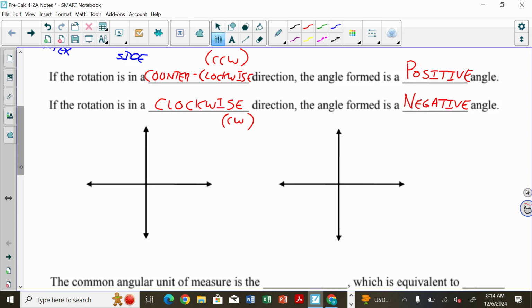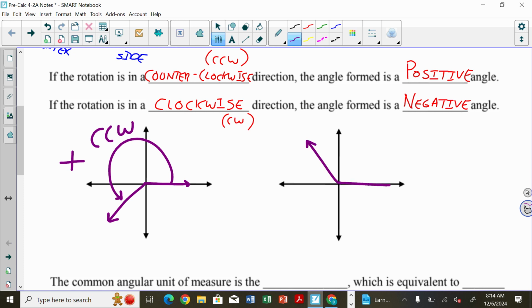So we talked about that a little bit. To draw those a little better, let's say the angle was out here and we did our rotation going this way, counterclockwise, then that would be a positive angle. And over here, from our initial side, if we went in this direction, clockwise, then that would be a negative angle.